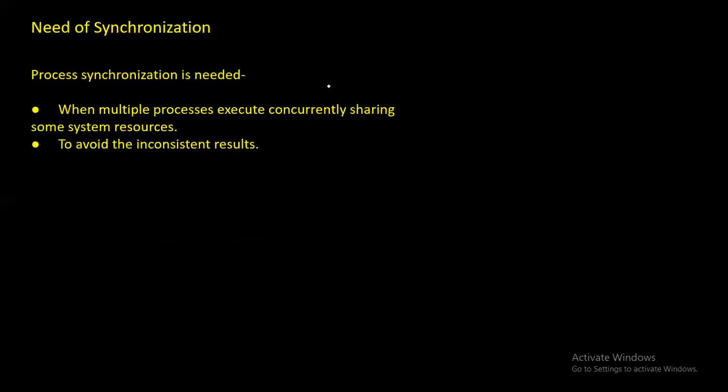Now, what is the need of synchronization? There are two needs. When multiple processes execute concurrently or parallelly and share some system resources, at that time we need process synchronization. And the second need is to avoid inconsistency of result. These are the two needs, or reasons why we go for process synchronization.